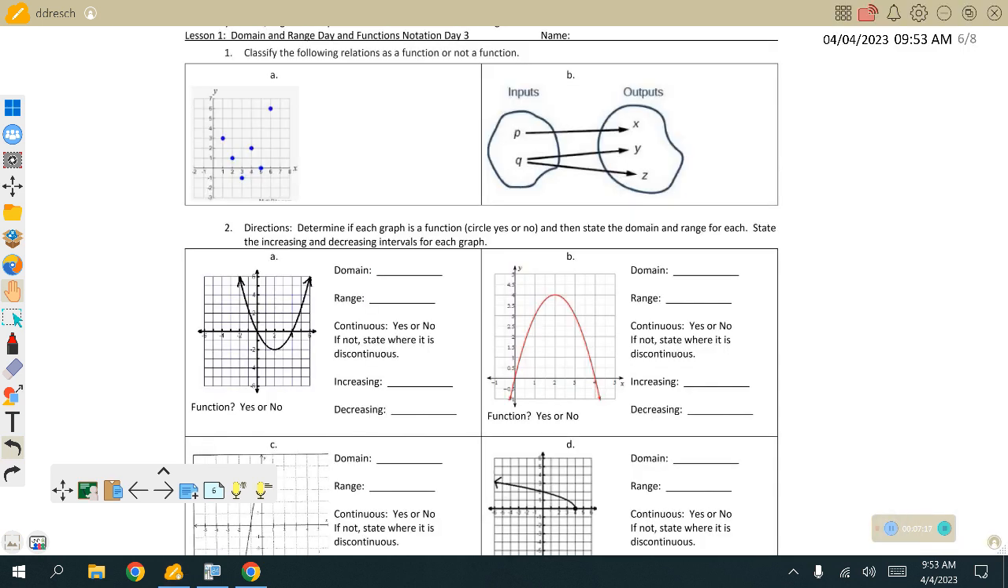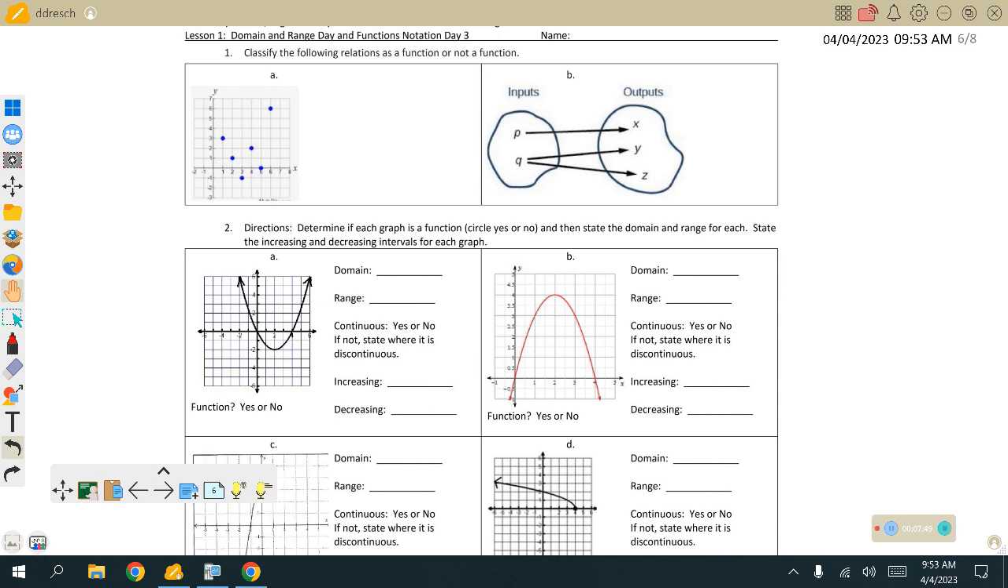Since that takes more than 30 seconds, you don't have to do it. So, letter A. Is that a function, yes or no? Yes. Using that vertical line test, do we hit it at more than 1 point? No. So we are a function, right? Letter B, we call that a mapping diagram. It kind of looks almost like a table, right? Function, yes or no? What's screwing it up? Q is going to where? Y and Z? Yeah, can't do that. Okay, cool.